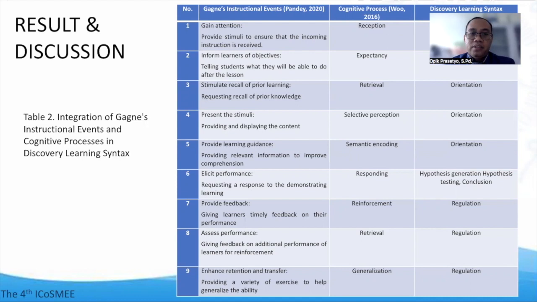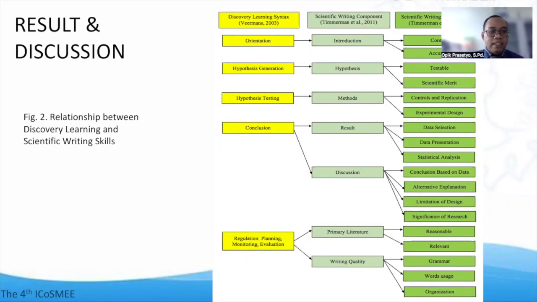In this process, the teacher will provide stimuli to ensure that the incoming instruction is received by the student. The cognitive process experienced by the student is perception, and it can be done by the teacher in the orientation syntax of discovery learning. The next instructional event and cognitive process in each syntax of discovery learning can be seen in Table 2. Okay, the next is the relationship between the discovery learning syntax, scientific writing component, and scientific writing skill criteria.